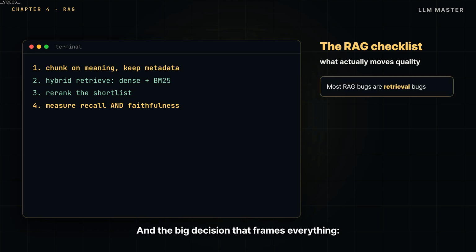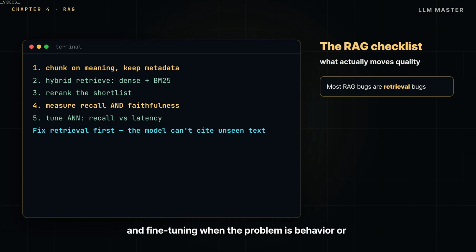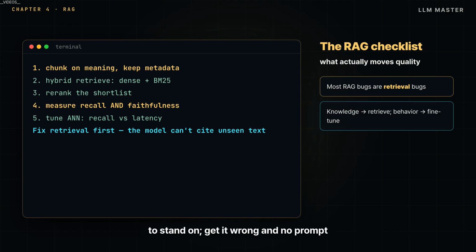And the big decision that frames everything, RAG versus fine-tuning, is not a rivalry. Use retrieval when the problem is knowledge the model doesn't have, and fine-tuning when the problem is behavior or format it won't follow. Nail retrieval, and the model has something true to stand on. Get it wrong, and no prompt, no bigger model, and no clever re-ranker can save you. The model can only cite what you actually put in front of it.